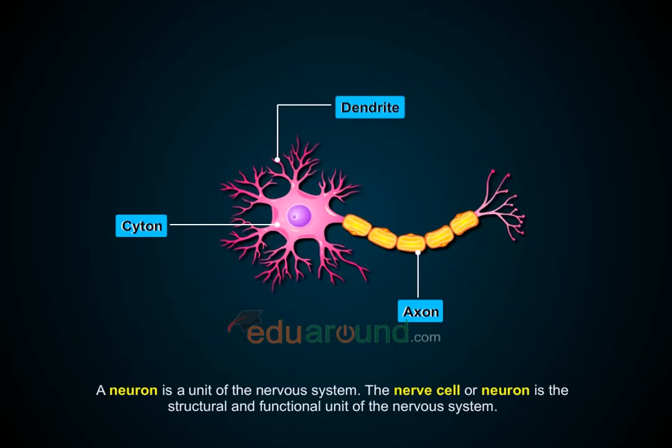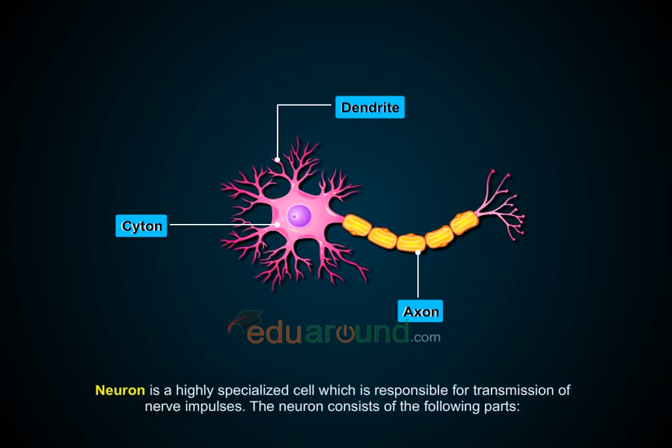A neuron is a unit of the nervous system. The nerve cell or neuron is the structural and functional unit of the nervous system. Neuron is a highly specialized cell which is responsible for transmission of nerve impulses. The neuron consists of the following parts.